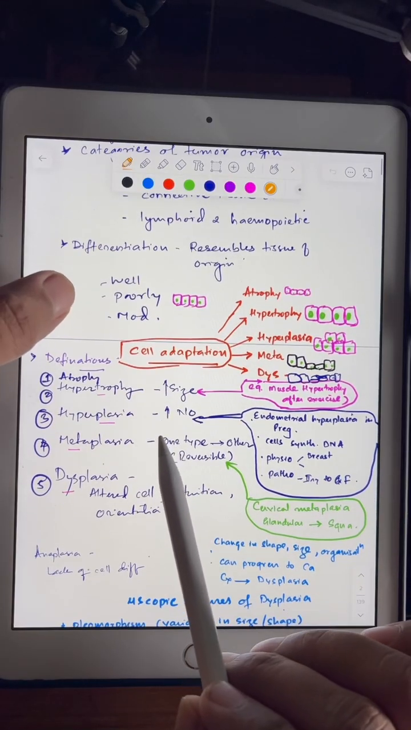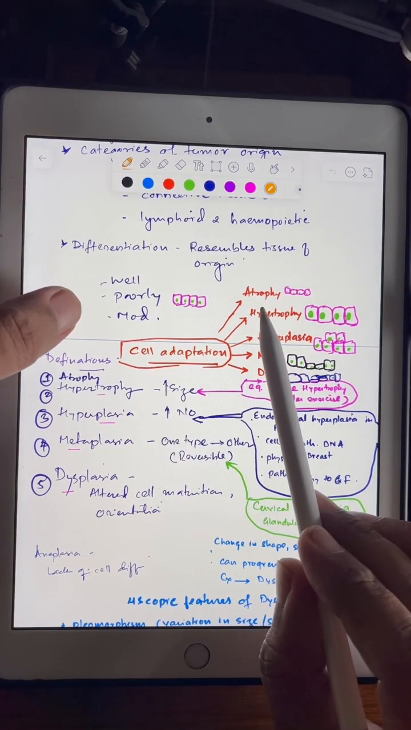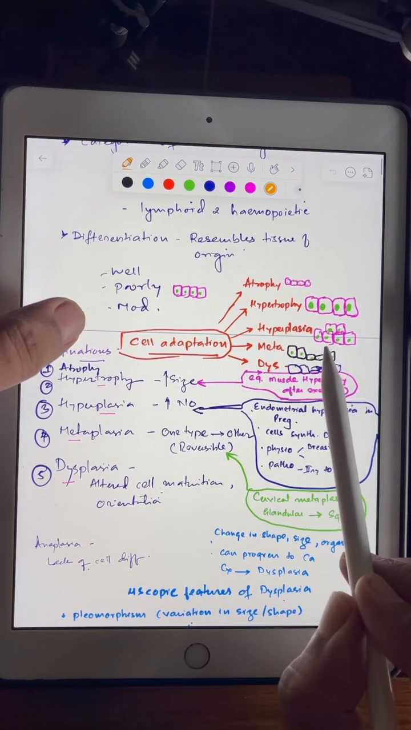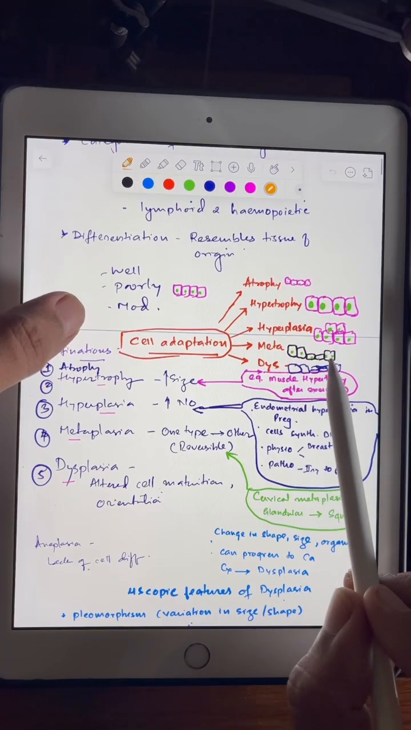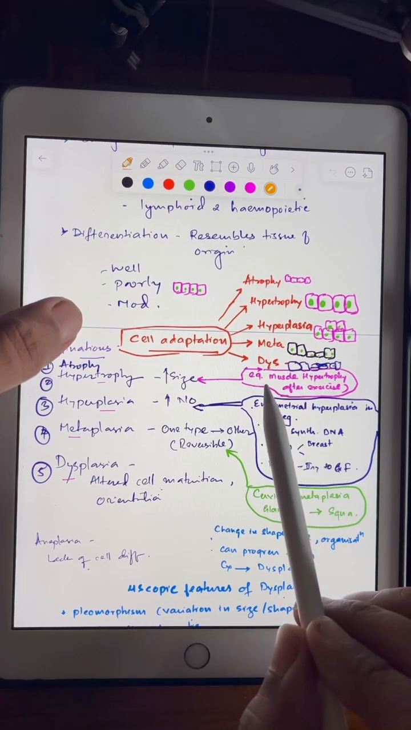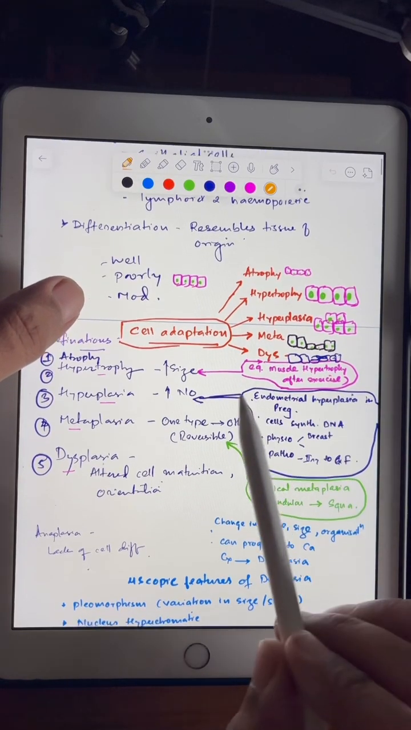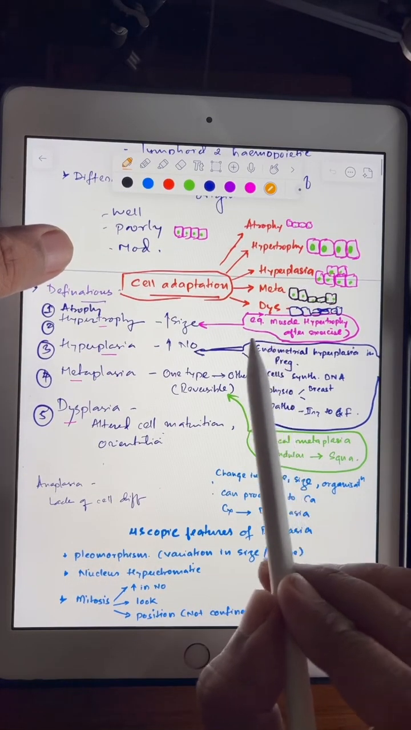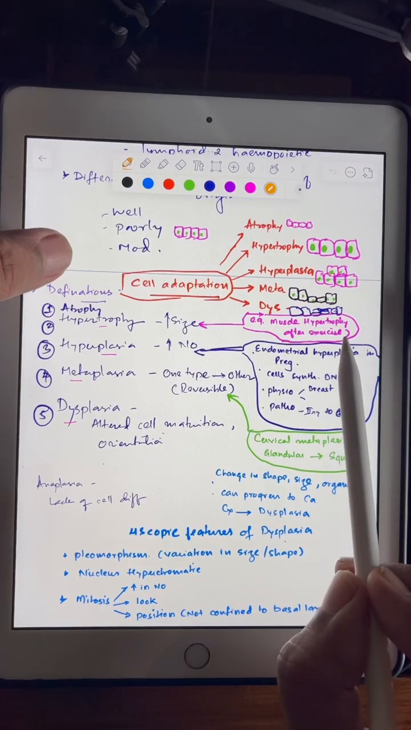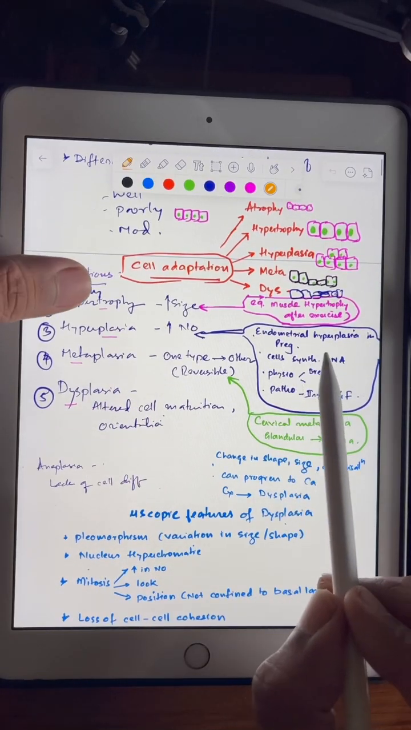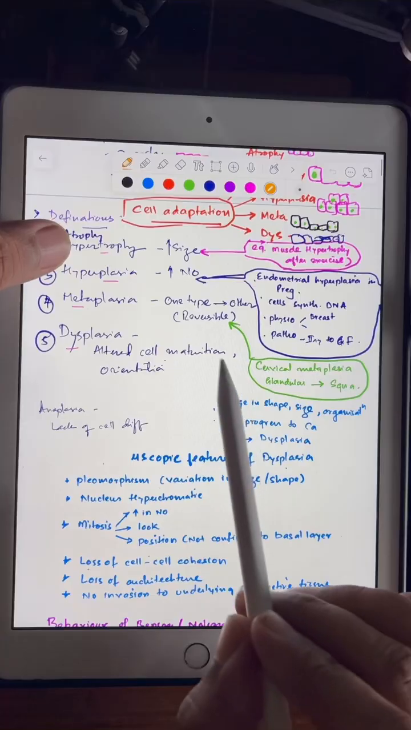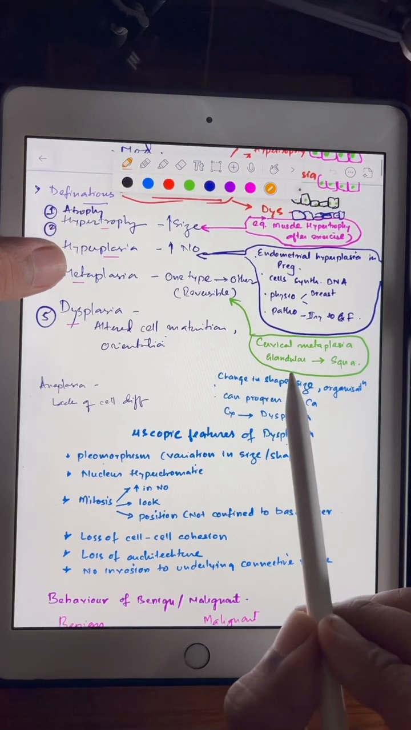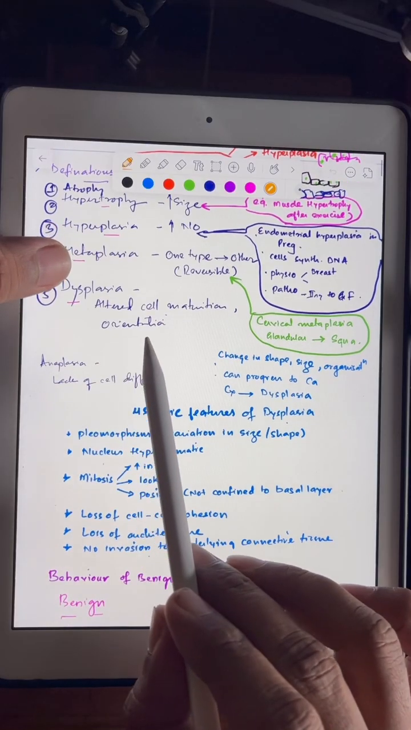The cell can get adapted into atrophy if the cell size is reduced. Hypertrophy, size is increased. Hyperplasia, number is increased. Metaplasia, from one type, columnar, to squamous, that is metaplasia. Dysplasia, there is irregularity. Example of hypertrophy is muscle hypertrophy. Example of hyperplasia is endometrial hyperplasia. Metaplasia, one type to another, cervical metaplasia, glandular to squamous.